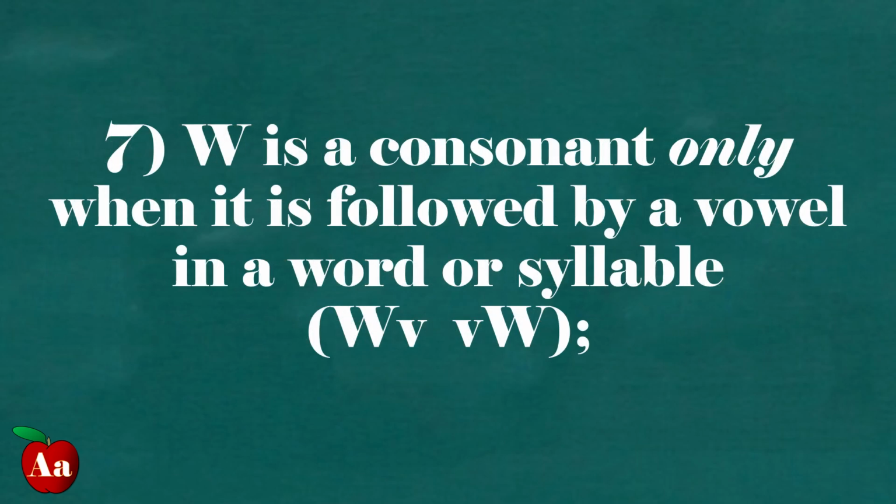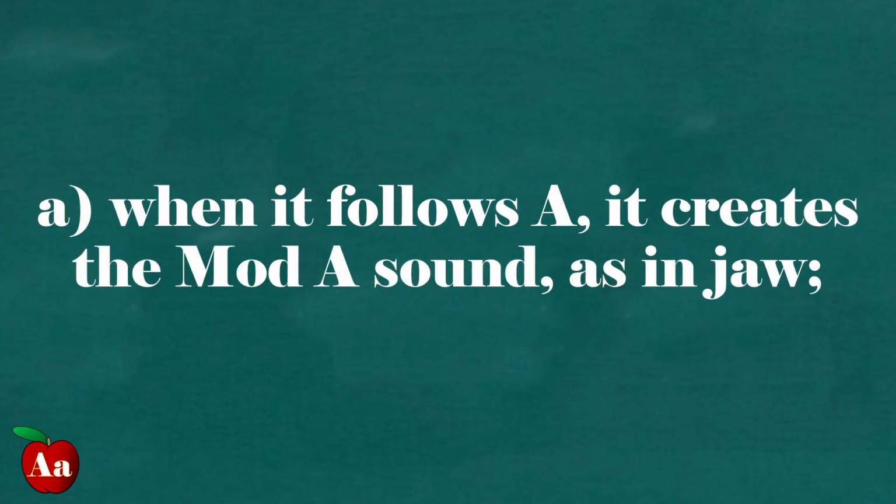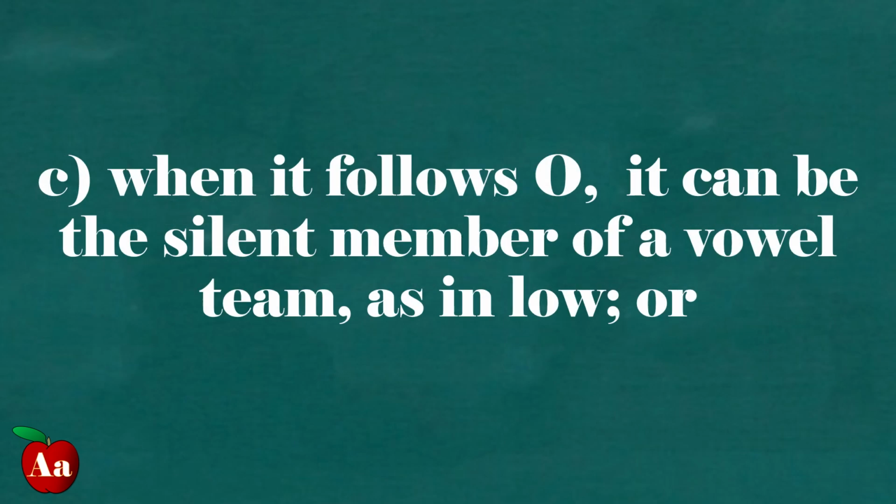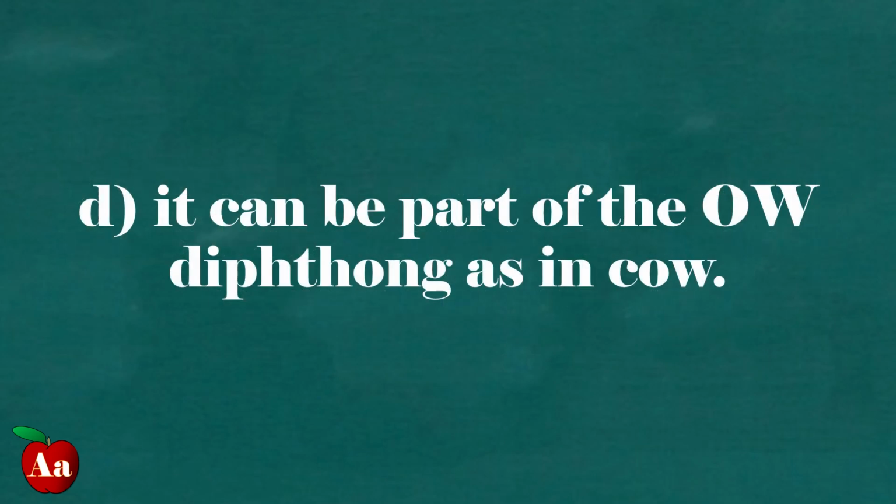Number 7, W is a consonant only when it is followed by a vowel in a word or syllable. When it follows A, it creates the broad vowel sound as in jaw. When it follows E, it creates the sound of long U as in new. When it follows O, it can be the silent member of a vowel team, as in low, or it can be part of the OW diphthong, as in cow.